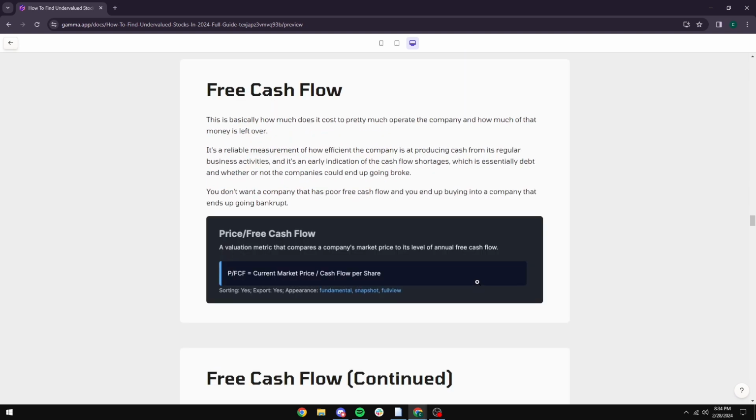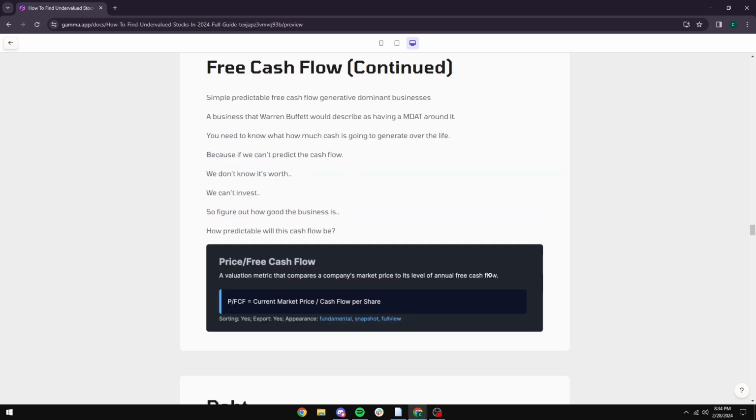Next is free cash flow. This is basically how much it costs to operate the company and how much of that money is left over. It's a reliable measurement of how efficient the company is at producing cash from its regular business activity, and it's an early indication of cash flow shortages, which is essentially debt, and whether or not the company could end up going broke. You don't want to buy into a company that has poor free cash flow and ends up going bankrupt. You want companies that have simple, predictable, free cash flow generative, dominant businesses.